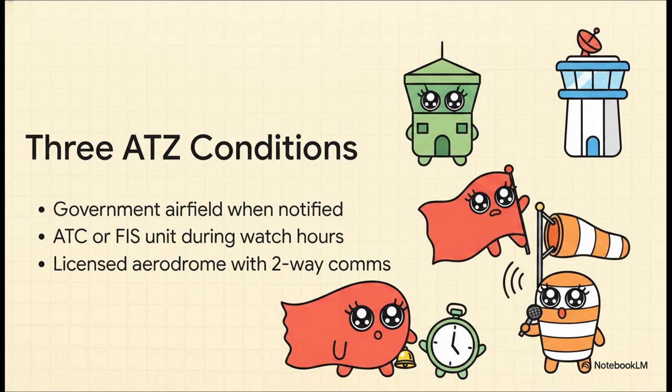First up, a government or military airfield, specifically when notified. Second, an aerodrome that has an air traffic control or flight information service unit. And third, a licensed aerodrome that simply has a method of two-way communication.